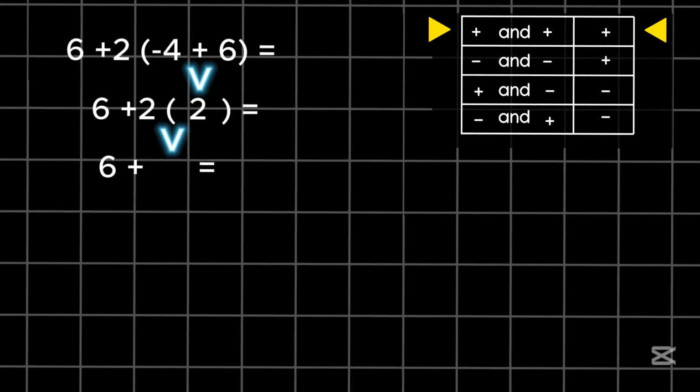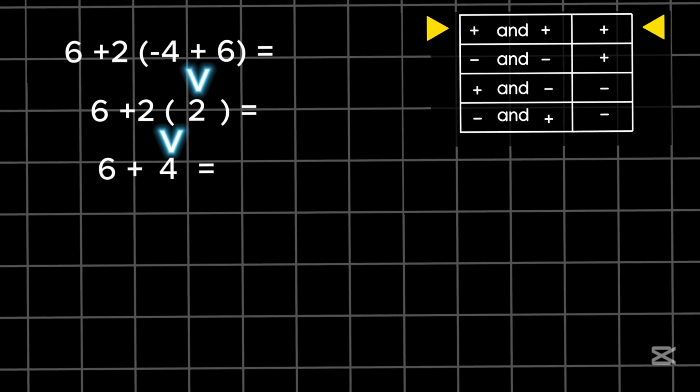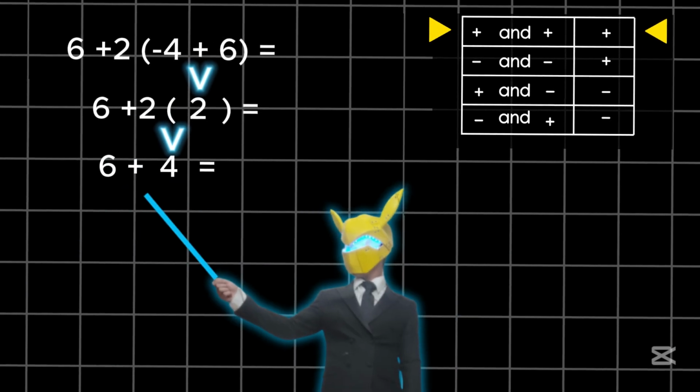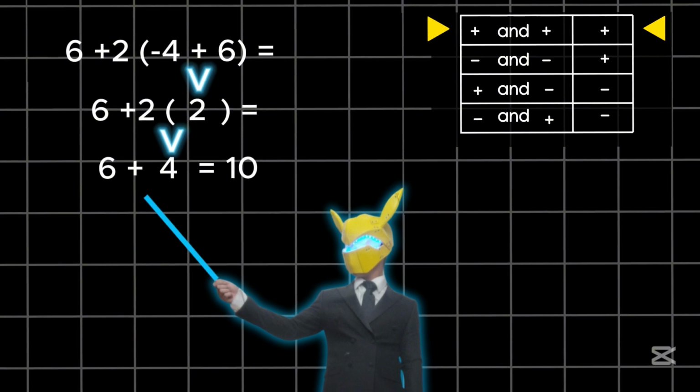Remember, we have a number. This number is touching the brackets. So 2 times 2 gives us 4. And let's do some real math, some addition. 6 plus 4 equals 10.